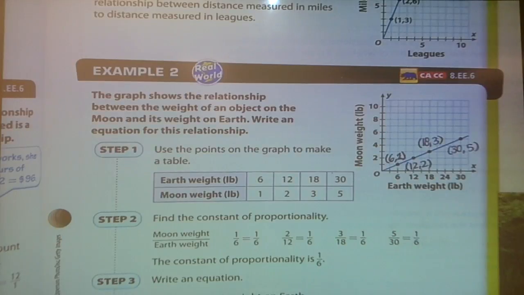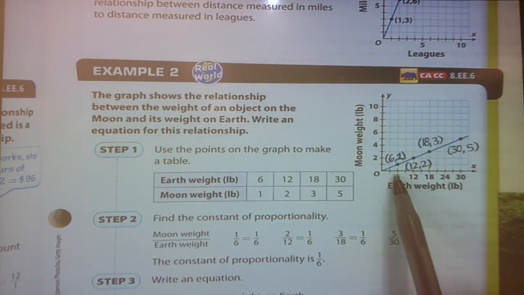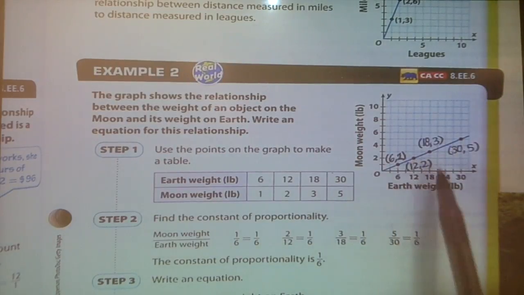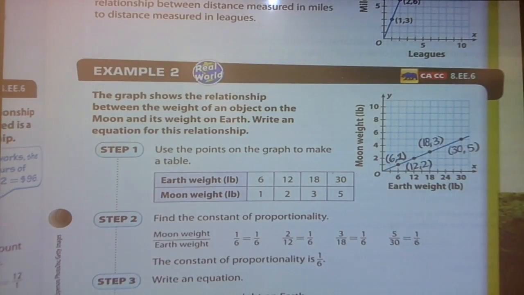So that means if something weighs 6 pounds on Earth, it weighs 1 pound on the moon. If something weighs 12 pounds on Earth, it weighs 2 pounds on the moon. If something weighs 18 pounds on Earth, it's 3 pounds on the moon. If it's 30 pounds on Earth, it's 5 pounds on the moon. So we see that we're going to use the points on the graph to make a table.